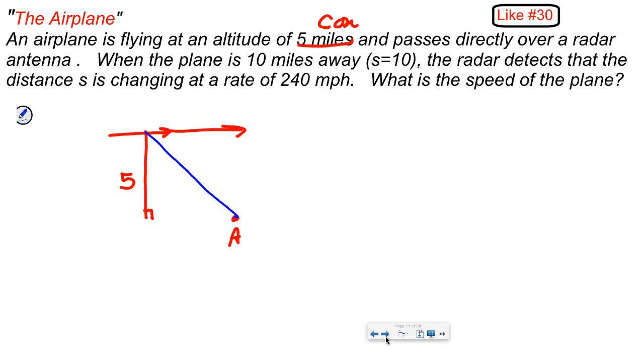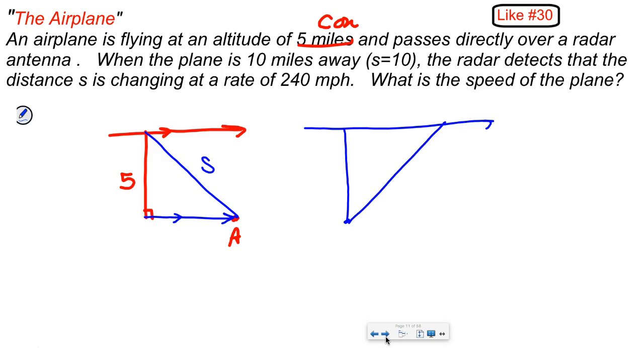from the antenna, the radar detects that the distance s is changing at a rate of 240 miles per hour. What is the speed of the plane? And the speed of the plane is going to represent this horizontal change. And I could have drawn my picture also like this. I could have put the antenna right here, but either way, I'm good.